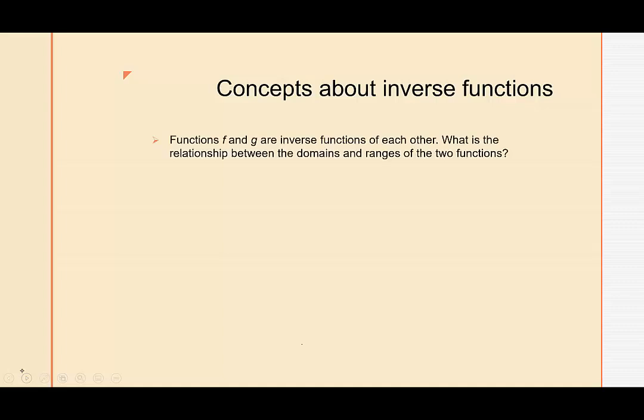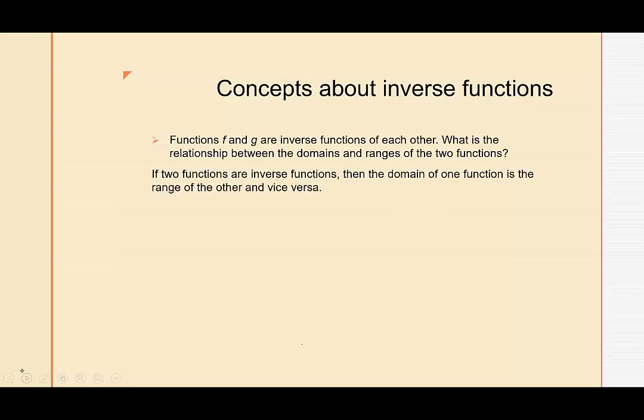So two functions, f and g, are inverse functions of each other. We're going to make this assumption. What is the relationship between the domains and ranges of the two functions? If they are in fact inverse functions, then the domain of one function is the range of the other function and vice versa. So for example, if 2 is in the domain of g, then what that means is that 2 is in the range of f.